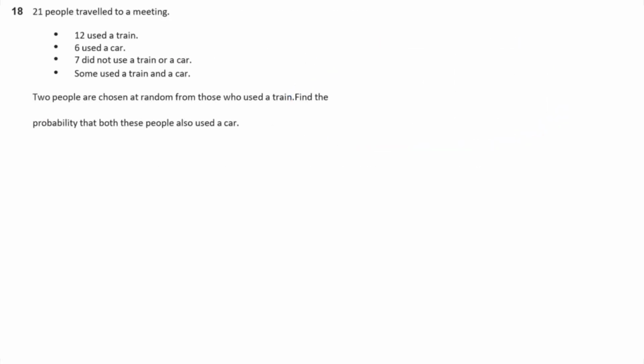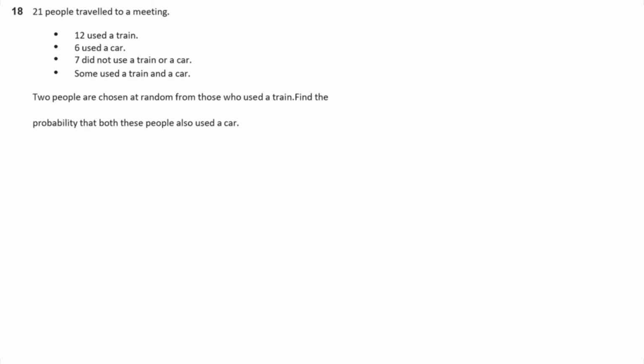21 people travelled to a meeting. 12 used a train, 6 used a car, 7 did not use a train or a car, some used a train and a car. 2 people are chosen at random from those who use a train. Find the probability that both these people also used a car. Now, when you've done enough past papers, and if you've done as many as I have, it should be screaming to you what sort of question this is. Maybe it isn't just yet, but this is a Venn diagram question, really. It's the easiest way to summarize this information and find out the bits of information that we need.